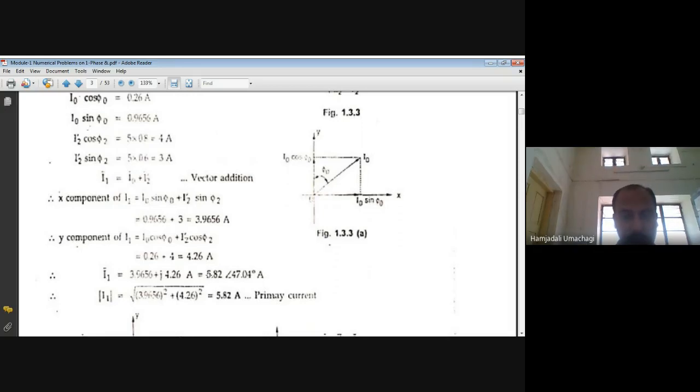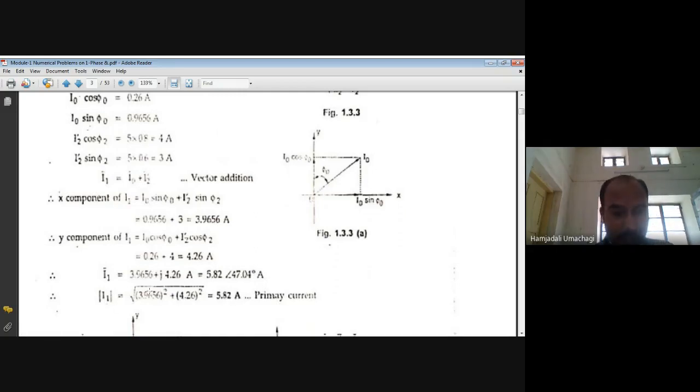Now if I want to calculate its magnitude, this is my magnitude in polar form and this is the power angle. In the other way, I1 is equal to the square root of real part squared, that is 3.9656 squared, plus imaginary part 4.26 squared, that is once again 5.82 ampere. So this is the answer for primary current I1. I1 is equal to 5.82 ampere.